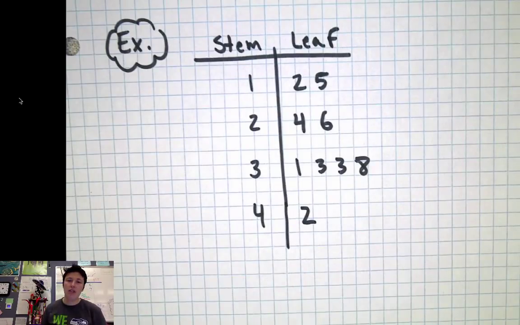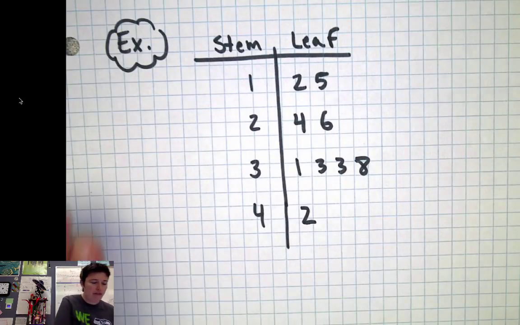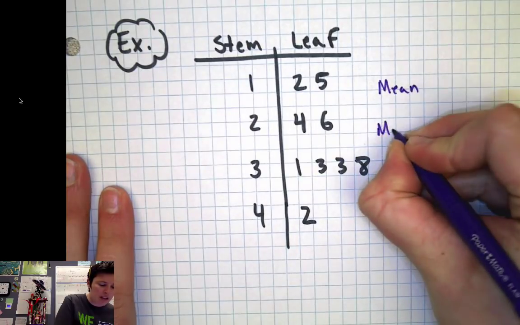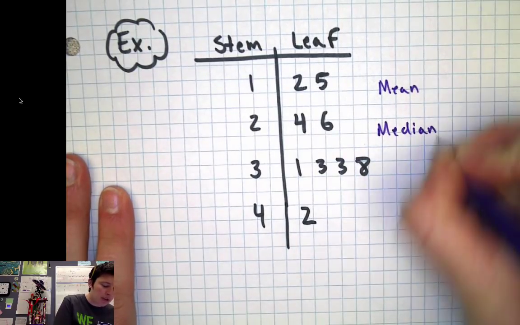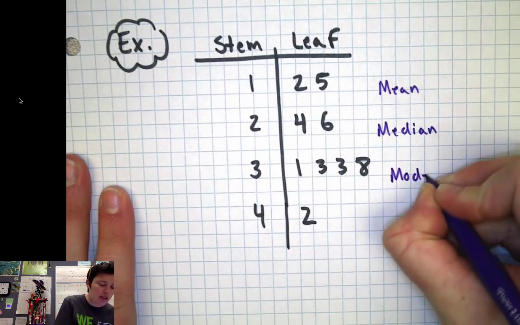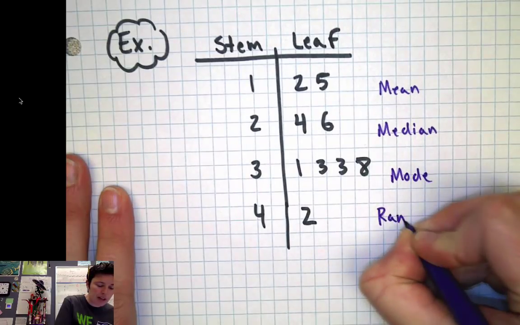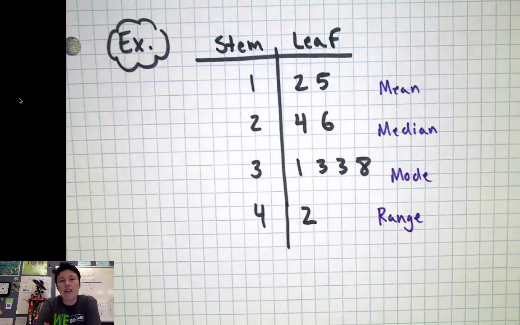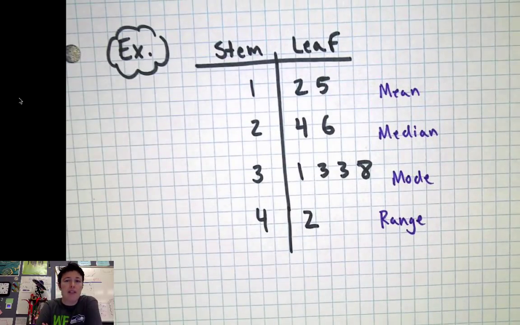What I would like you to do is pause the video and find the mean, median, mode, and range on your own. In fact, I'll write it over here. We want to know what's the mean, what's the median, what's the mode, and what's the range. So right now I'm really encouraging you, pause the video, try all of that on your own, and see if you've kind of got the hang of how to do this.